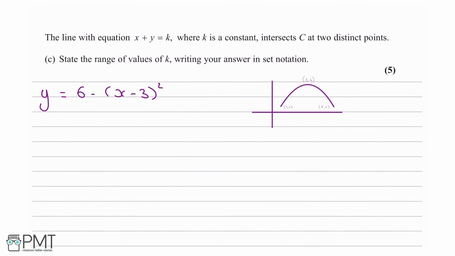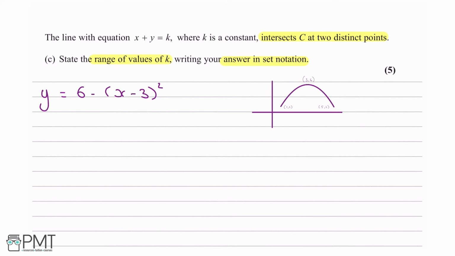We are told the line with the equation x plus y equals k, where k is a constant, intersects C at 2 distinct points. Part c is asking us to state the range of values of k, writing our answer in set notation, for 5 marks. So I'm going to highlight some key points. We're told that it intersects C at 2 distinct points. We need to state the range of values of k, and we need to give our answer in set notation. So these are all important.